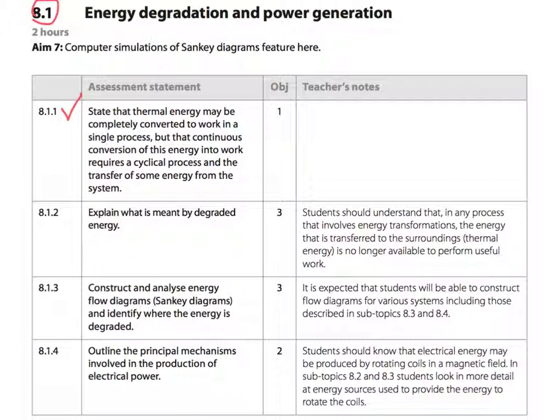The next subtopic, 8.1.2, asks that you explain what is meant by degraded energy. So we'll be talking about what energy degradation is. And subtopic 8.1.3 talks about Sankey diagrams. We'll look at a Sankey diagram, in fact 2 of them, and help you understand what they are all about. And finally, topic 8.1.4 says outline the principal mechanisms involved in the production of electrical power, and we'll talk about that a little bit.